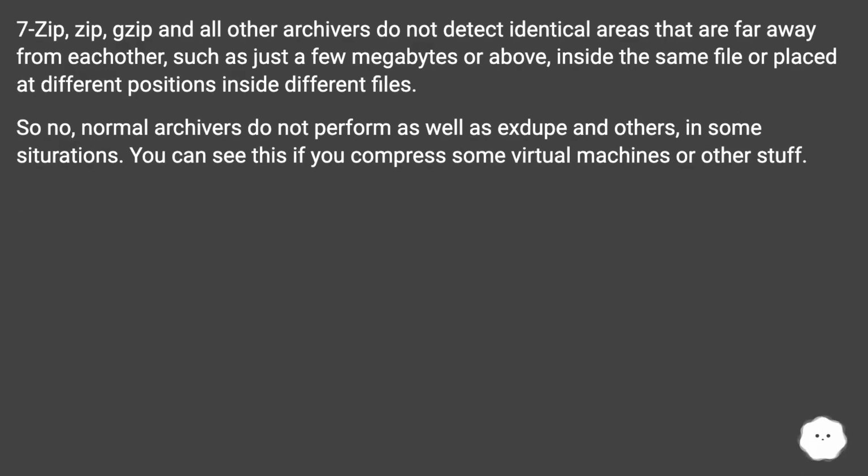"7-zip, zip, gzip, and all other archivers do not detect identical areas that are far away from each other, such as just a few megabytes or above, inside the same file or placed at different positions inside different files. So no, normal archivers do not perform as well as xdup and others, in some situations. You can see this if you compress some virtual machines or other stuff."